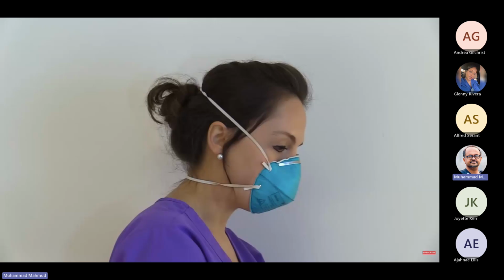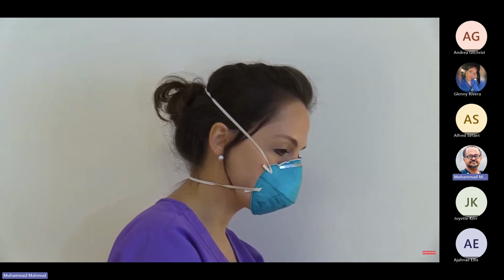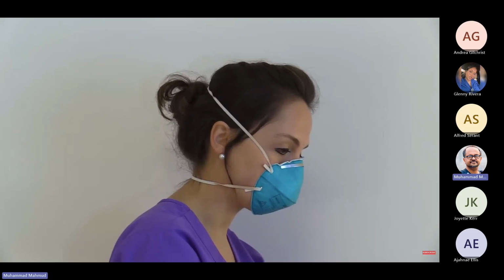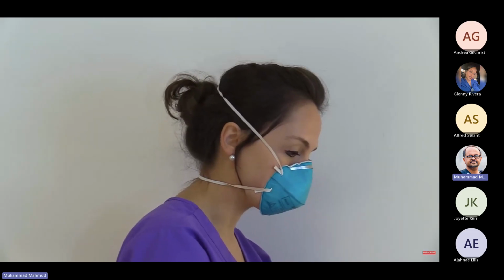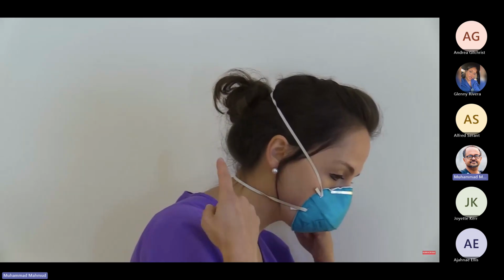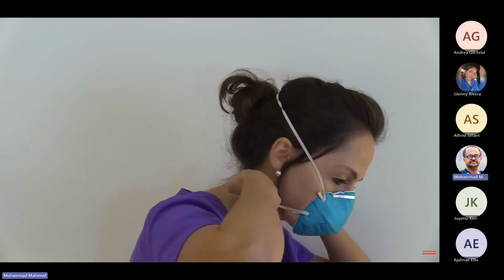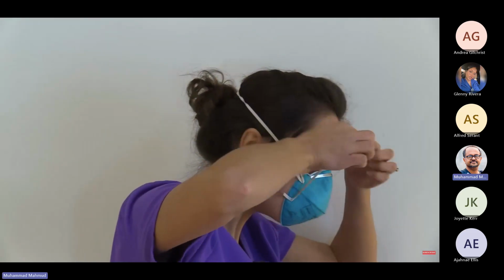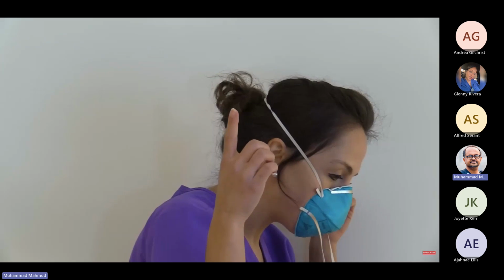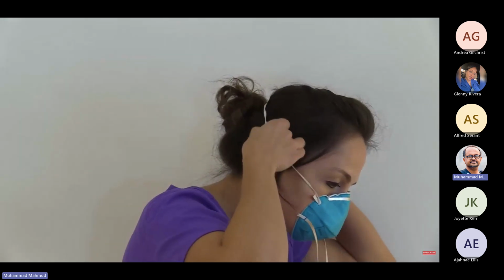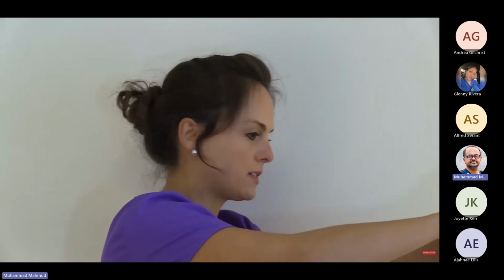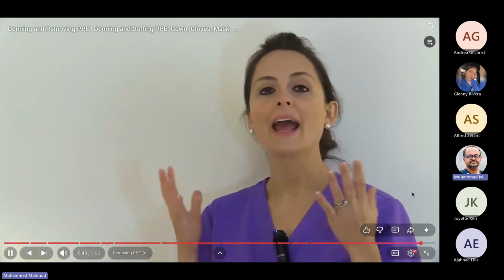Now we're going to remove our respirator. And remember, you will do this outside the patient's room with the door closed. And what we want to do is we don't want to touch the outside of the mask. So we're going to slightly just lean forward and we're going to remove the bottom strap first with both of our fingers. So grab the strap, pull it over your head. Do not touch the front of the mask. Then we're going to remove the top strap in the same fashion. And then we will discard. Then you will perform hand hygiene.